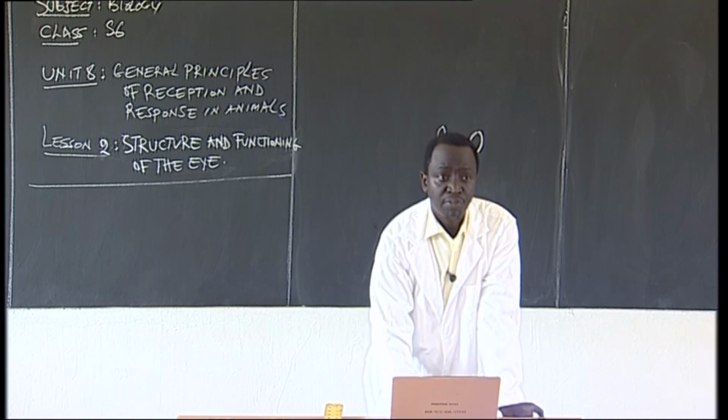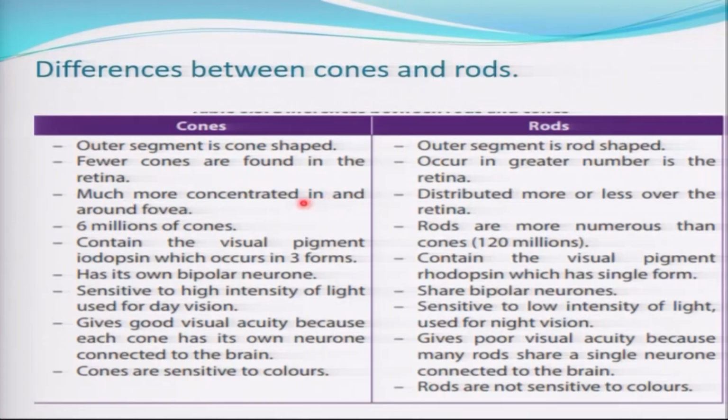Nice. Then you have much more concentrated in it. We have many cones, more cones than what? Than rods. There are 6 million cones, and rods are very many, 120 million. They are very numerous. Cones have a pigment called iodopsin. Rods have a pigment called rhodopsin.